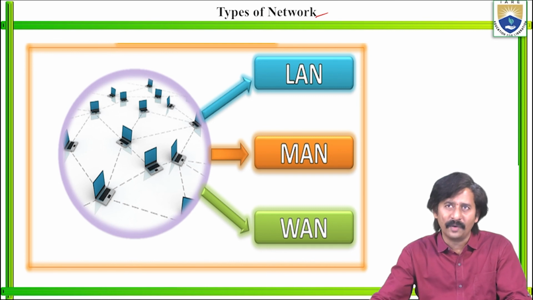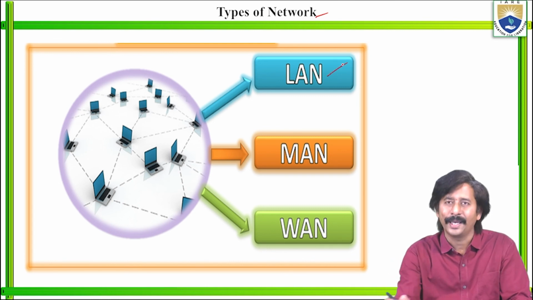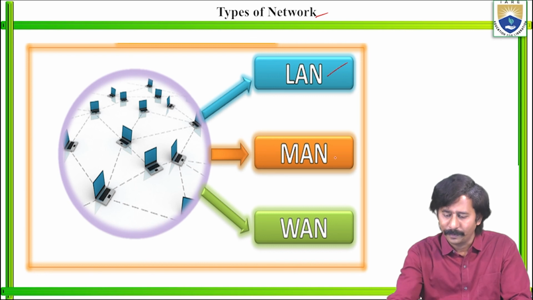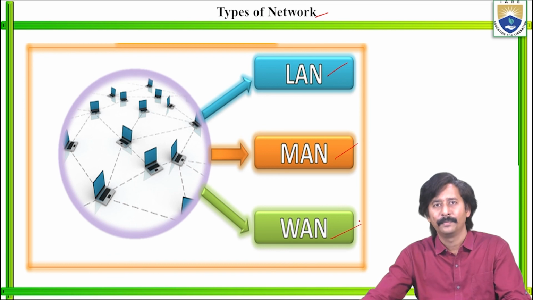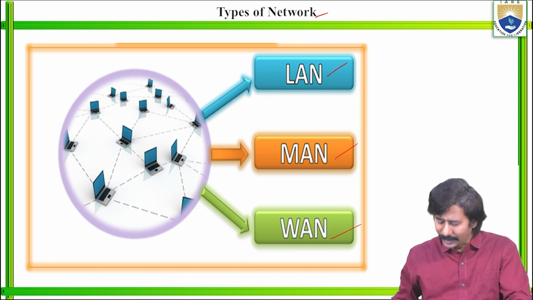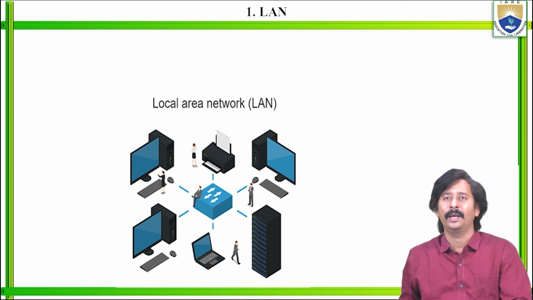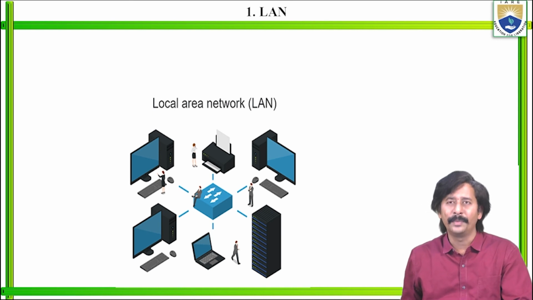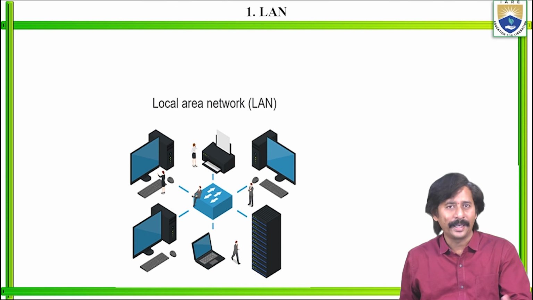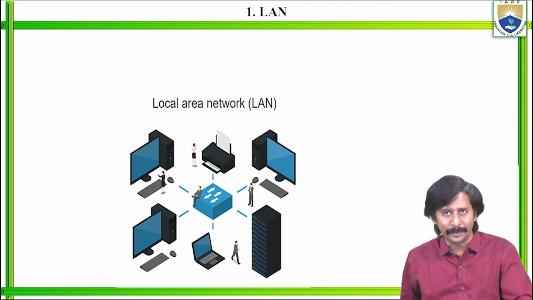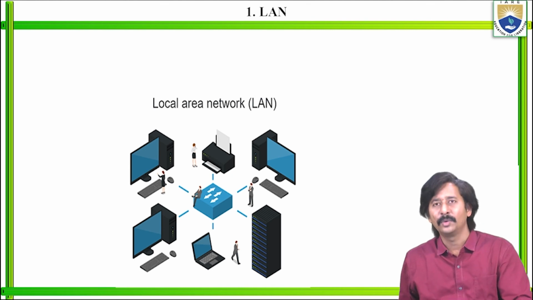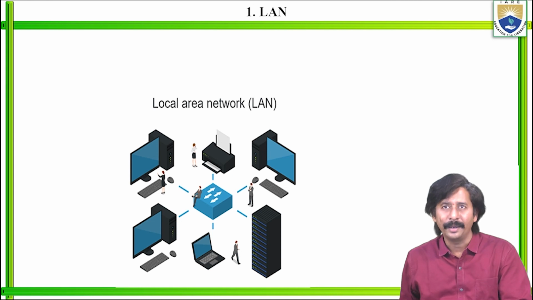So what are the basic types of networks? LAN, local area network, MAN, and WAN, wide area network. It depends upon our requirement; we can choose any one type. Take LAN, local area network. Whenever I need to communicate with my neighboring nodes, placed in a nearby room or within the same room, then I need to choose this local area network.